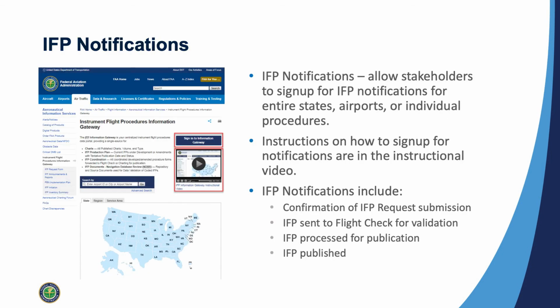One of the greatest perks of the gateway is that stakeholders can sign up for notifications. And this is not limited. You can request information on an entire state, airport, or individual procedure. This notification alert will let you know first that your IFP request was received, when a procedure has been sent to flight check for validation, and when a procedure has been processed for publication, and when it publishes. How cool is that? And we also have an instructional video on the website that will assist with creating an account and how to sign up for notifications. We want to make this as easy and stress-free as possible.